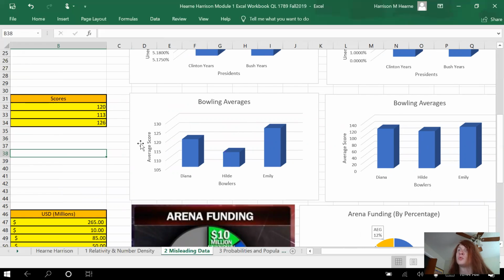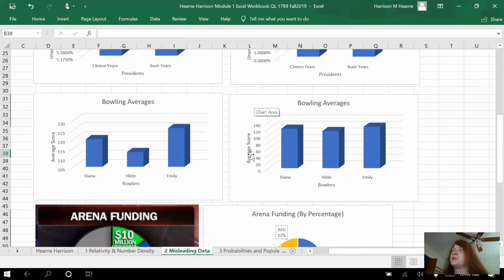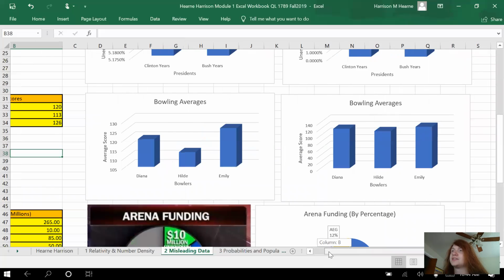Whoever created an original graph looking like this may not have necessarily been intentionally trying to make people believe that Emily was a much better bowler than these other two. They may just have made a mistake and had a range that was a little too small, and they didn't start at 0 like they should have. And instead of their data being represented in this nice, fair, and easy to understand way, they accidentally created something like this.